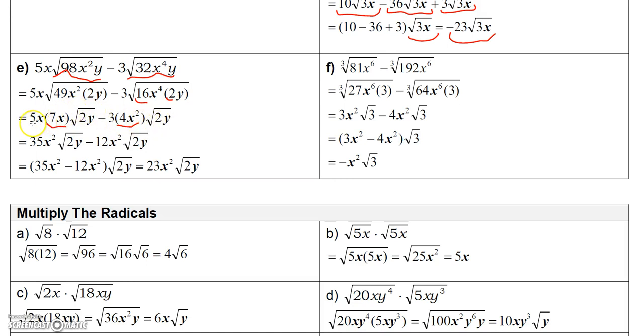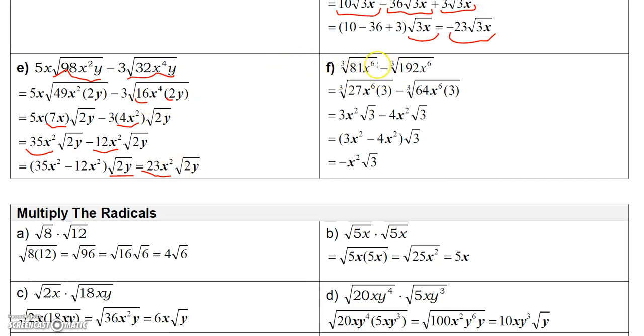Okay, let's finish the multiplication here. 5x times 7x would give me 35x squared, and 3 times 4x squared would give me 12x squared. And I'm subtracting these, so what I can do is factor out the radical portion out of those, and that's going to leave me with 35x squared minus 12x squared, and we know how to do that. We just do 35 minus 12, and that's 23, so I get 23x squared times the square root of 2y.